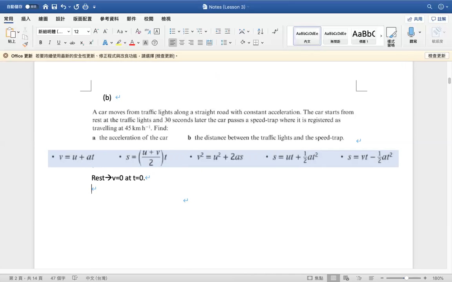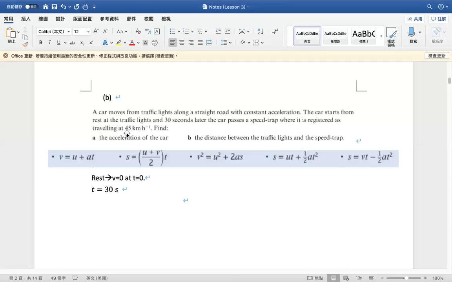And then let's find the variables or the parameters. So for example, the time here is obviously 30 seconds. That one should be okay. And then also we have the speed, which is 45 km per hour.